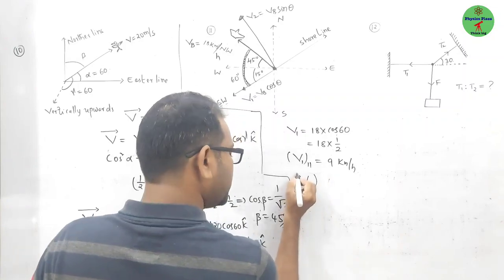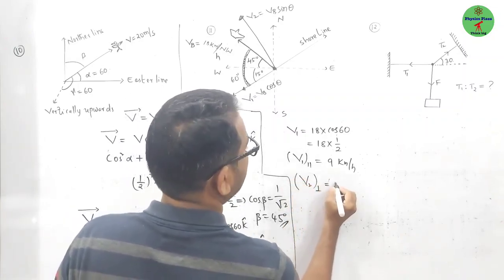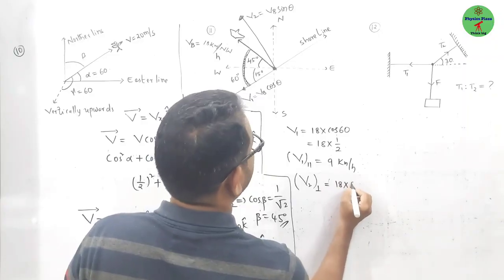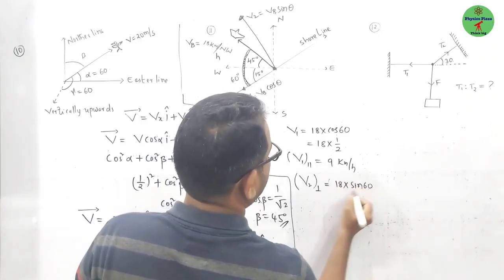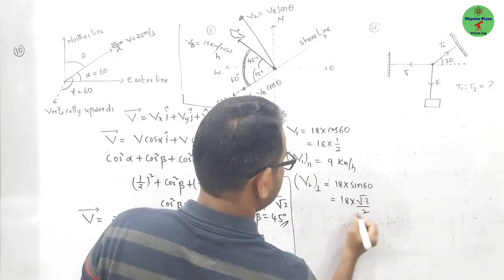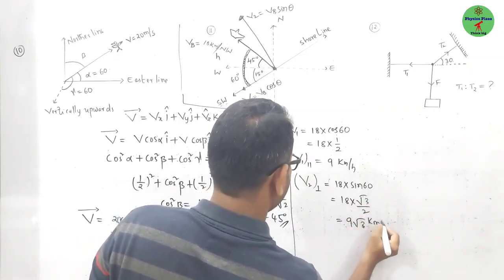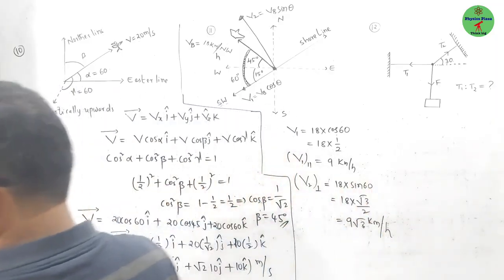Now V2 is what? Perpendicular component of the velocity of the boat to the shoreline. Perpendicular, it is what actually? VB is 18, and this is sin 60. So this is 18 into root 3 by 2. This is 9 root 3 kilometer per hour. Just copy it.